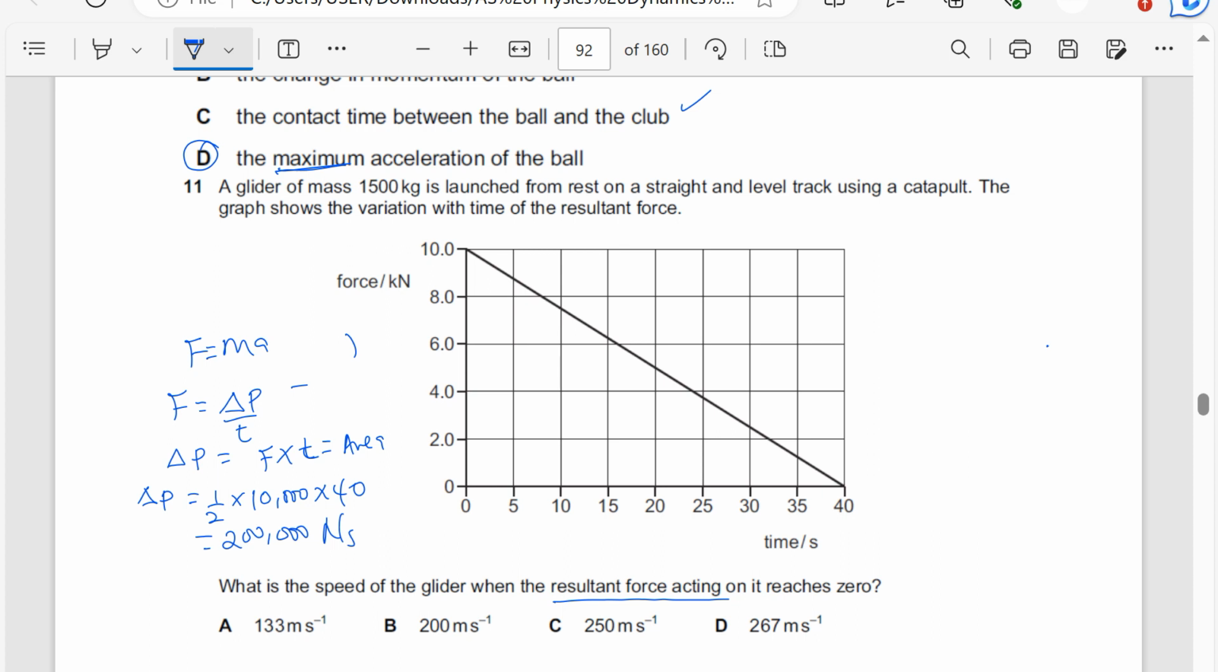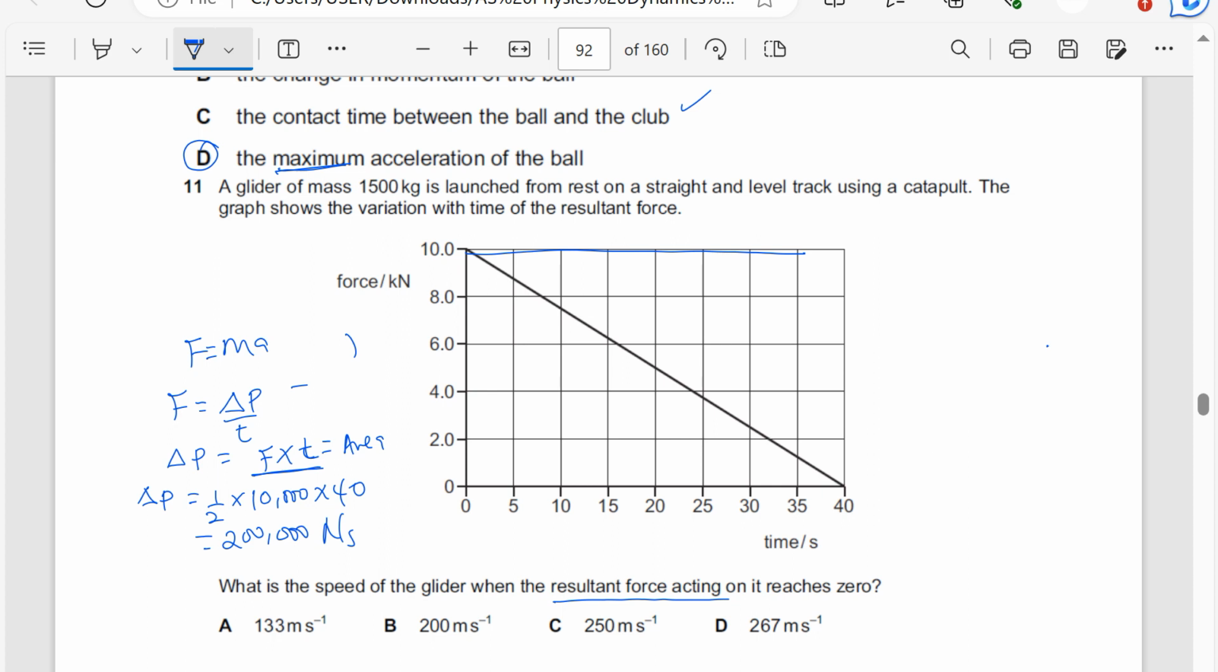So for a graph of force against time, the change in momentum is the area under the graph. Force times time only applies if the force is constant. If it was a horizontal line like this, then the change in momentum would be force times time. But since the force is varying with time, it is going to be the average force with the time, or simply the area under the graph.